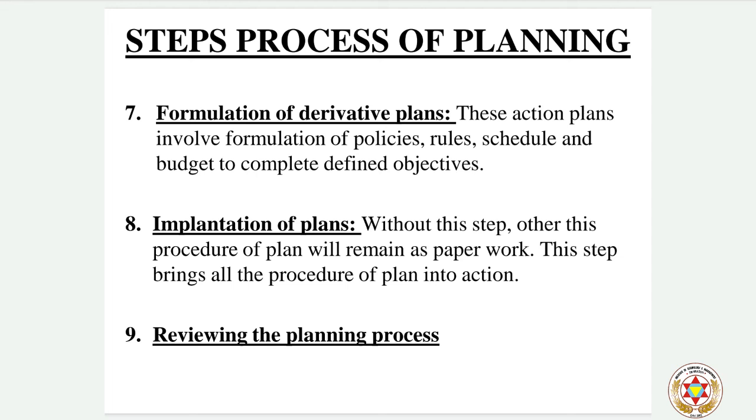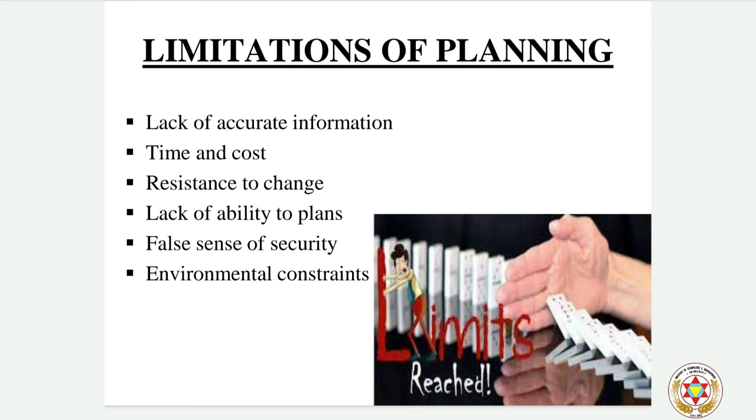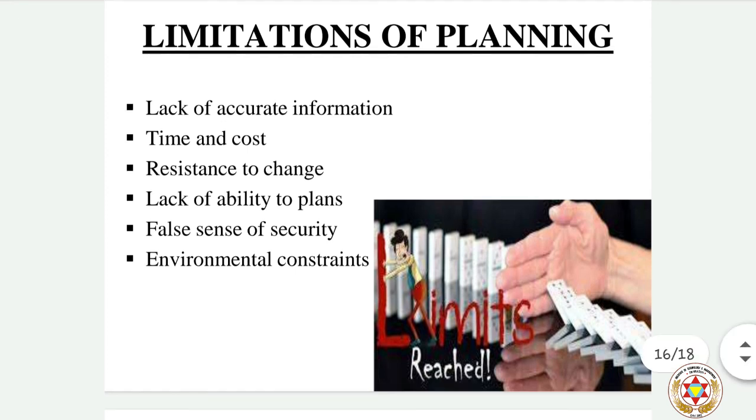For implementation of plans, management has to take some steps such as communicating with the subordinates who initiate the plan into action, providing necessary instructions and guidance, making arrangements for all resources like materials, machines, money, equipment, etc., and making timely supervision and control over the subordinates. And the last one is reviewing the planning process. But this has its own limitations also. The limitations of planning are lack of accurate information, limited time and cost, resistance to change from the employees or subordinates, and lack of ability to plan. Next is a false sense of security, and the last one is environmental constraint.